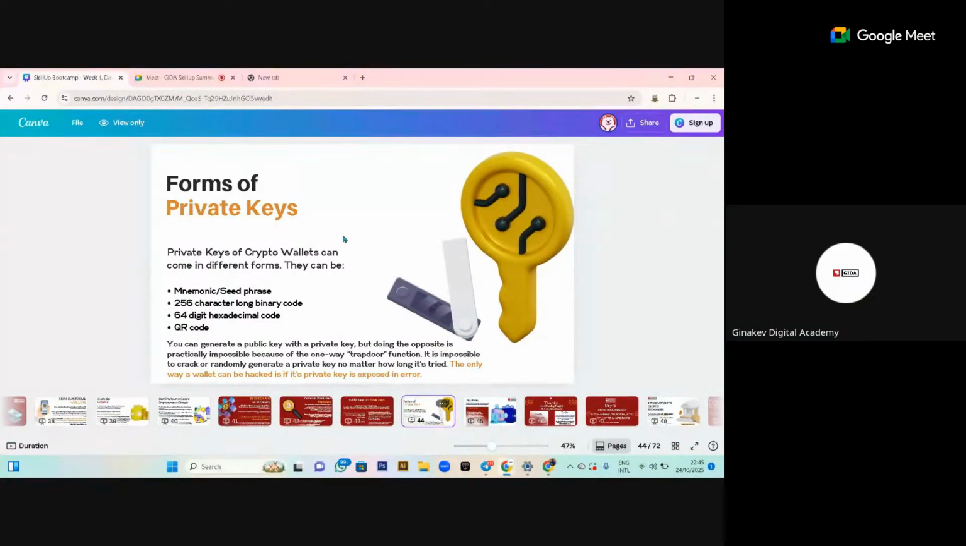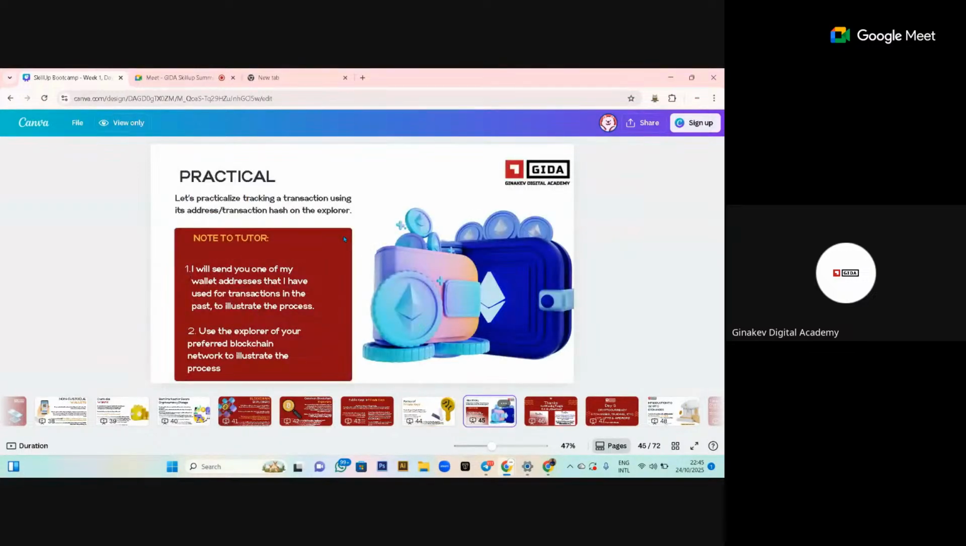Now, with that you can generate your wallet. For those of you asking about a wallet address, you need to have your seed phrase or your private keys first. Your private keys can be different things. It can be a seed phrase, it can be a 64-digit hexadecimal code, it can be a QR code, it can be a 256-character-long binary code, right? You are only able to generate a wallet address when you have a private key, right? It is a private key that helps you generate what? A public key.